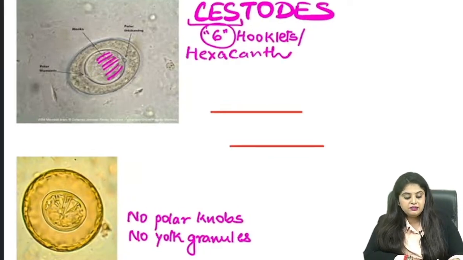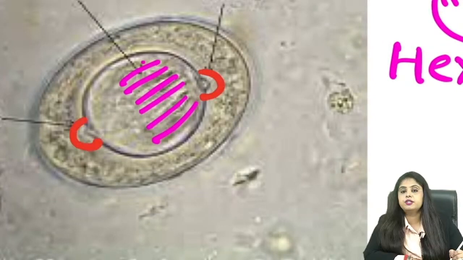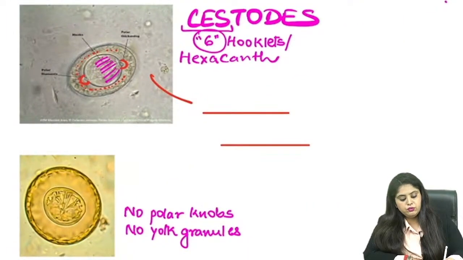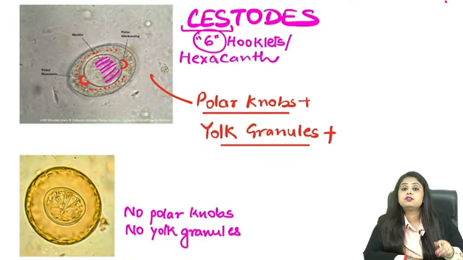Okay, what else? Now first I will label, then I will write. I can see two polar projections over here. इसे कहते हैं polar knobs. And I can see some ganda material also over here. These are known as yolk granules. So you are going to see the presence of polar knobs and you are going to see the presence of yolk granules. Every cestode egg will have it.